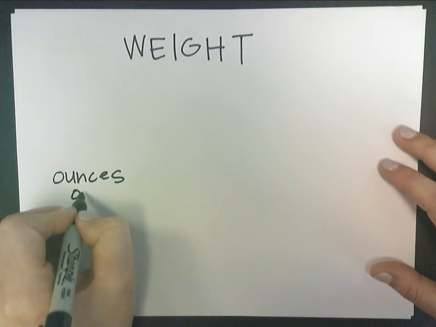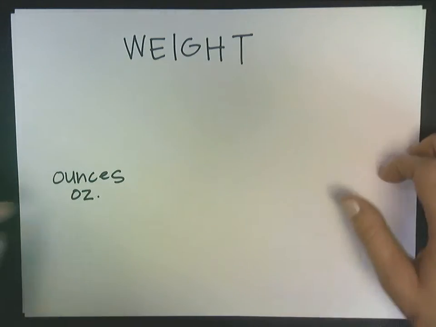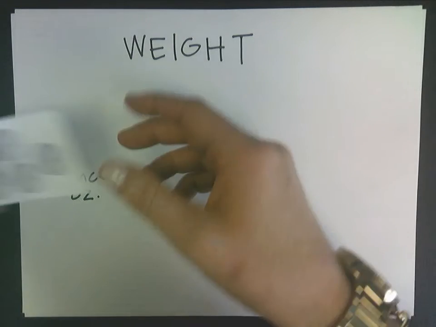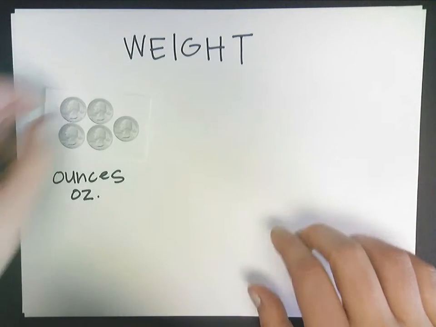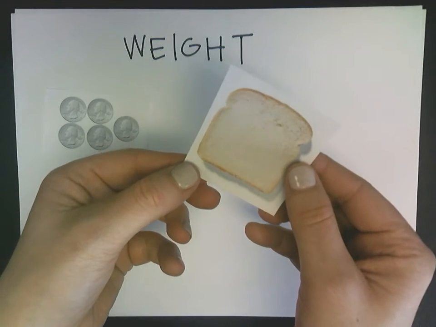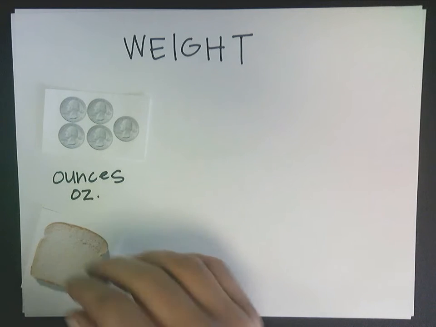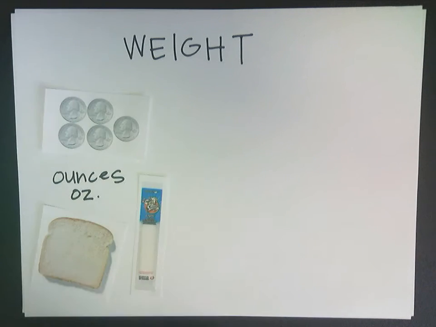Ounces is abbreviated like this. And there are a couple of things that weigh about an ounce. If you have a stack of 5 quarters together, would weigh about an ounce. One slice of bread would weigh about an ounce. Or a cheese stick that you might pack in your lunch, that might weigh about an ounce.